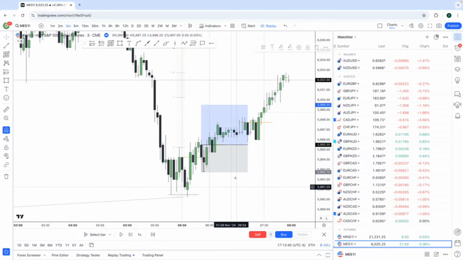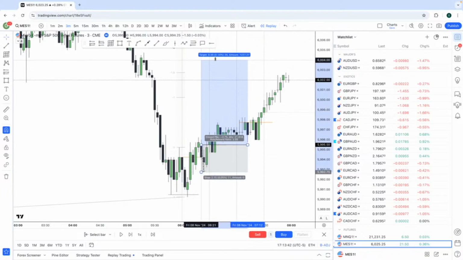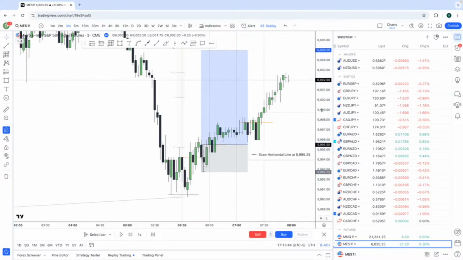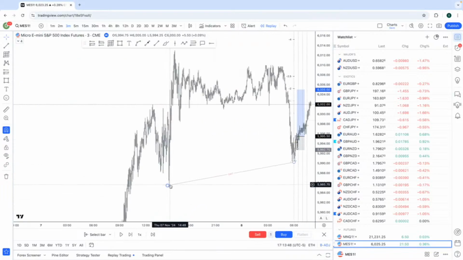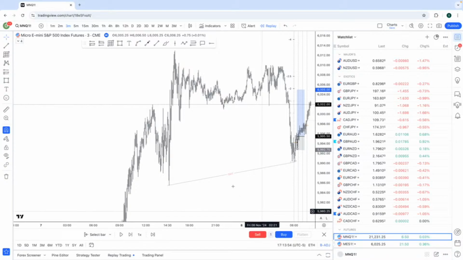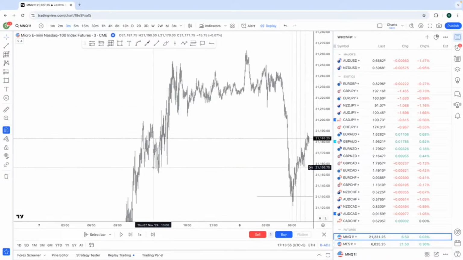So that makes sense. So you're looking at SMT on the 4-hour on that one. Yep. So there's a 4-hour. This little low is basically a 4-hour fair value gap on ES, sorry, on NQ, but it gets taken. I'll show you. You notice that right here? Yeah, there's an SMT here.